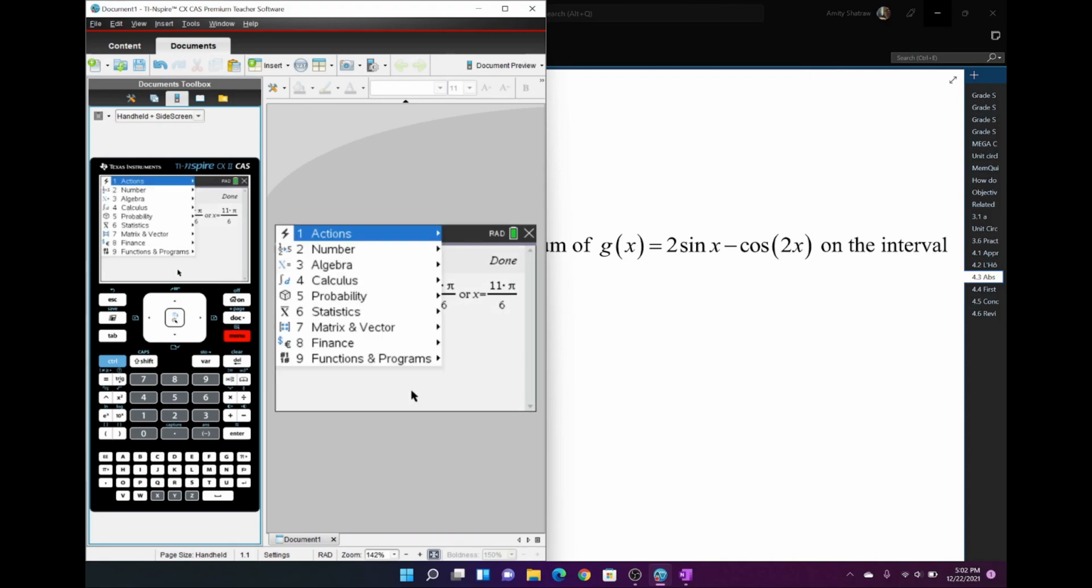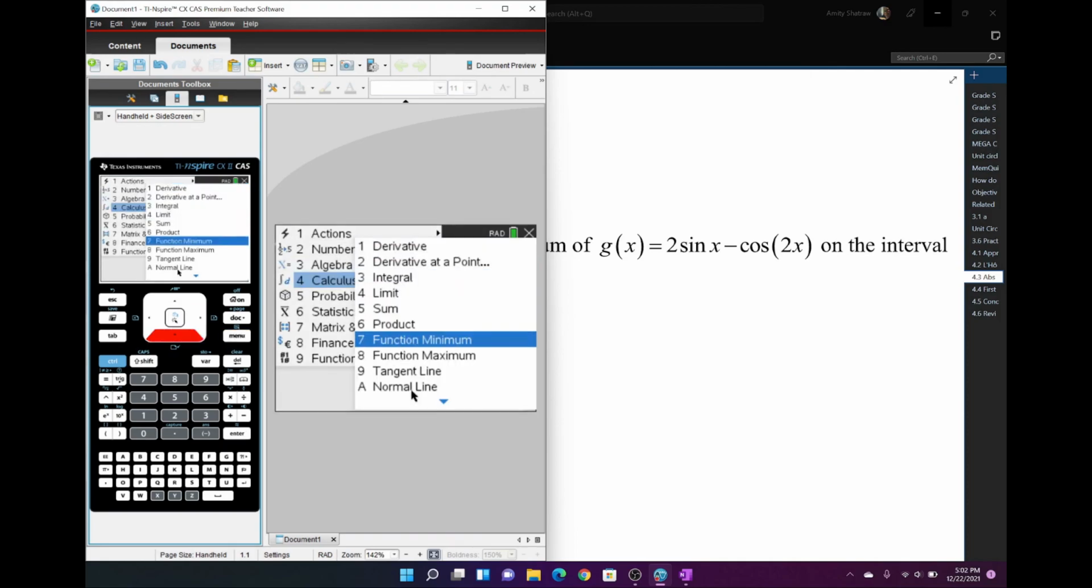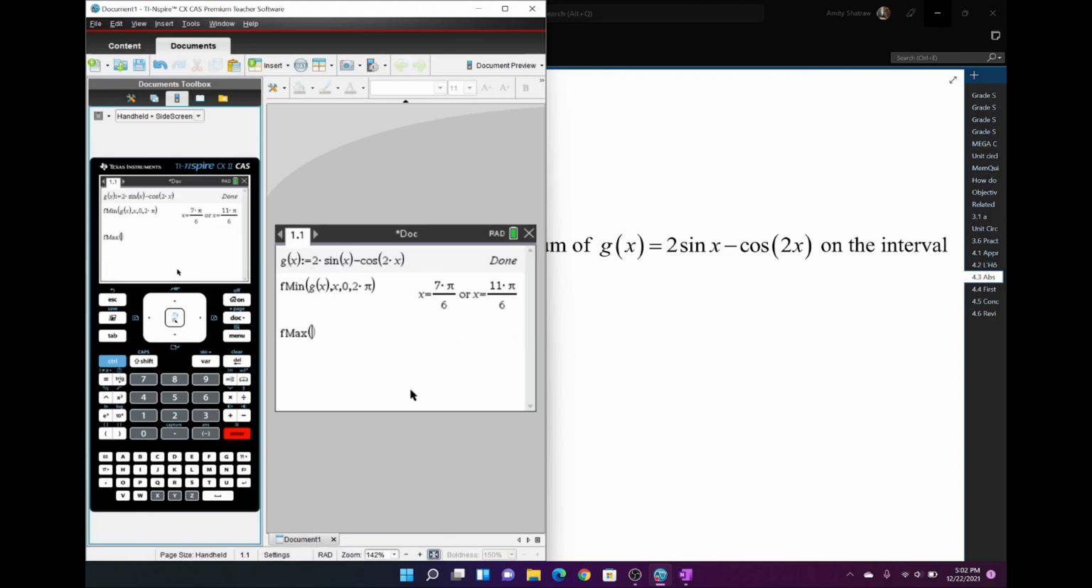And I could do it again with calculus and function maximum. I put in my g of x again, and I put in my x, and I put in my 0, and I put in my 2 pi, and I will be able to see, boom, that the maximum is there. So those are your answers. And that's the fastest way to go about getting it.